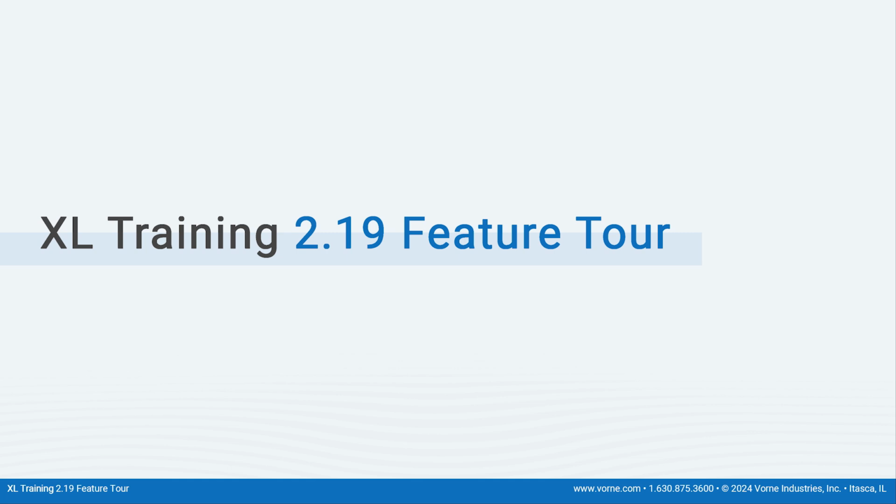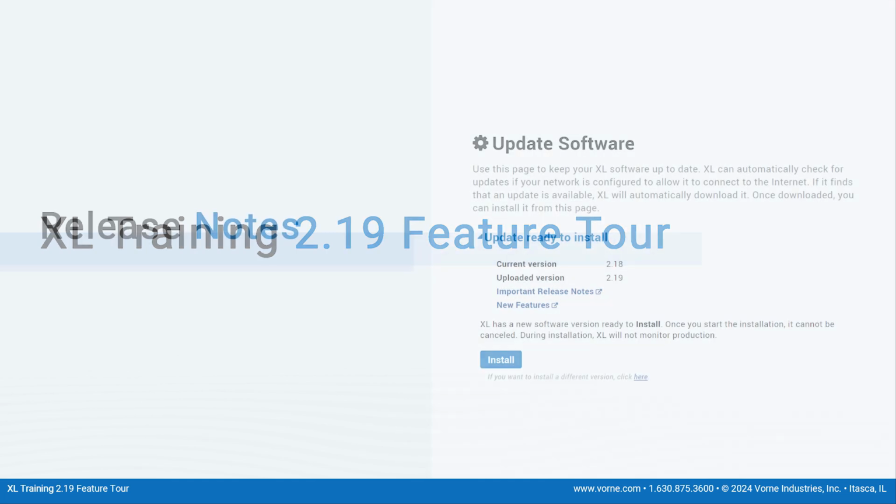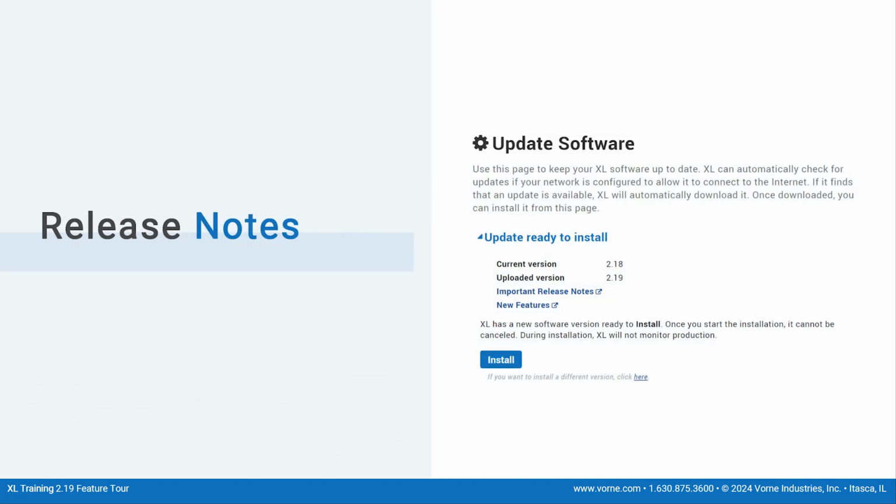We are very excited to share new features from XL 2.19 with you today. Our 2.19 release includes updates to the operating system, and as a result, the software update may take a little longer than usual. Additionally, changes to the XL memory system may trim some of the oldest historical data. For most applications, if this occurs at all, it will only affect data that is several years in the past.